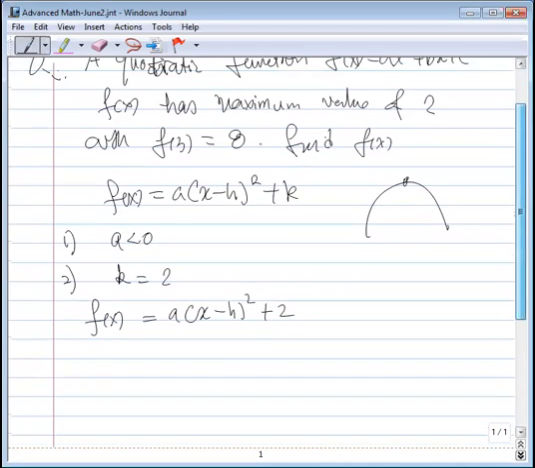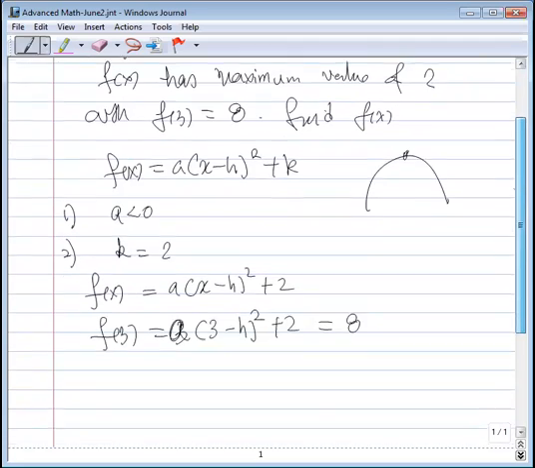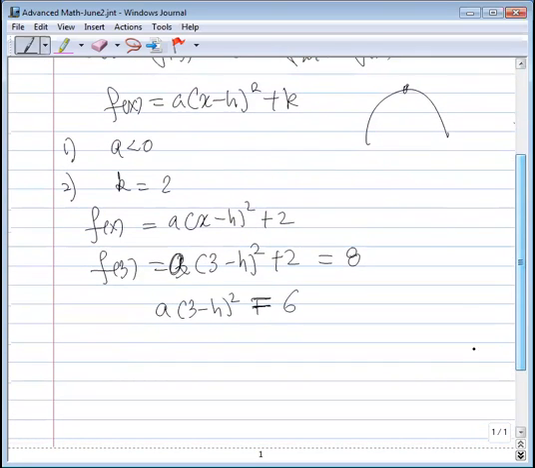You plug in 3 for x, right? F of 3 equals a(3 minus h) squared plus 2. That's going to be 8. Now, clearly, you're not able to completely determine the values of a and h together. So that's the relationship. You can find a particular solution, or you get a general formula.